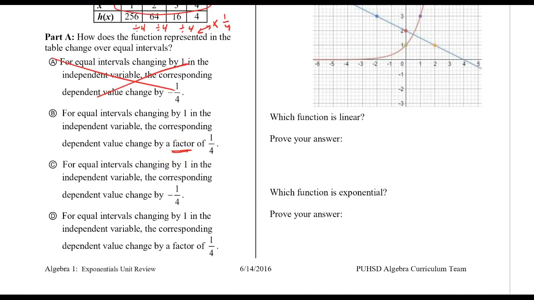B, for equal intervals changing by 1 in the independent variable, the corresponding dependent variable changed by a factor of 1/4. That's what we're looking for. Factor is something we're multiplying by. Remember, we call it a common factor or a common ratio. And so B is my answer. C, once again, we're changing by negative 1/4. That means we're adding or subtracting. And D, I don't know why it's on there twice, but it's the same thing as B, so that's also correct.